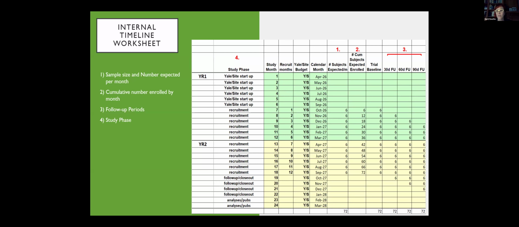I have 18. So now I have 3 different columns that would populate that 18. And if you go down to the bottom, you can see that it'll all add up to 72. Does that make sense?